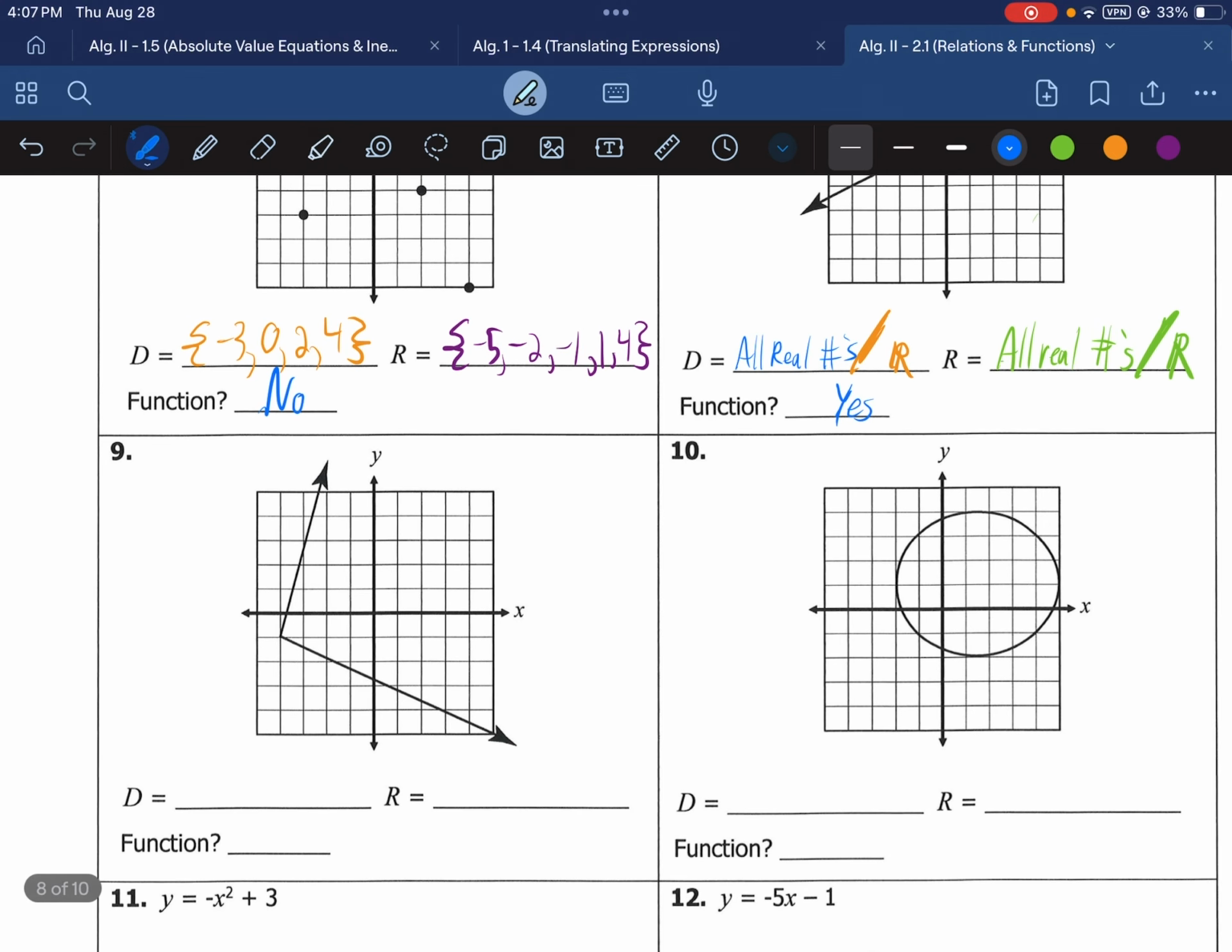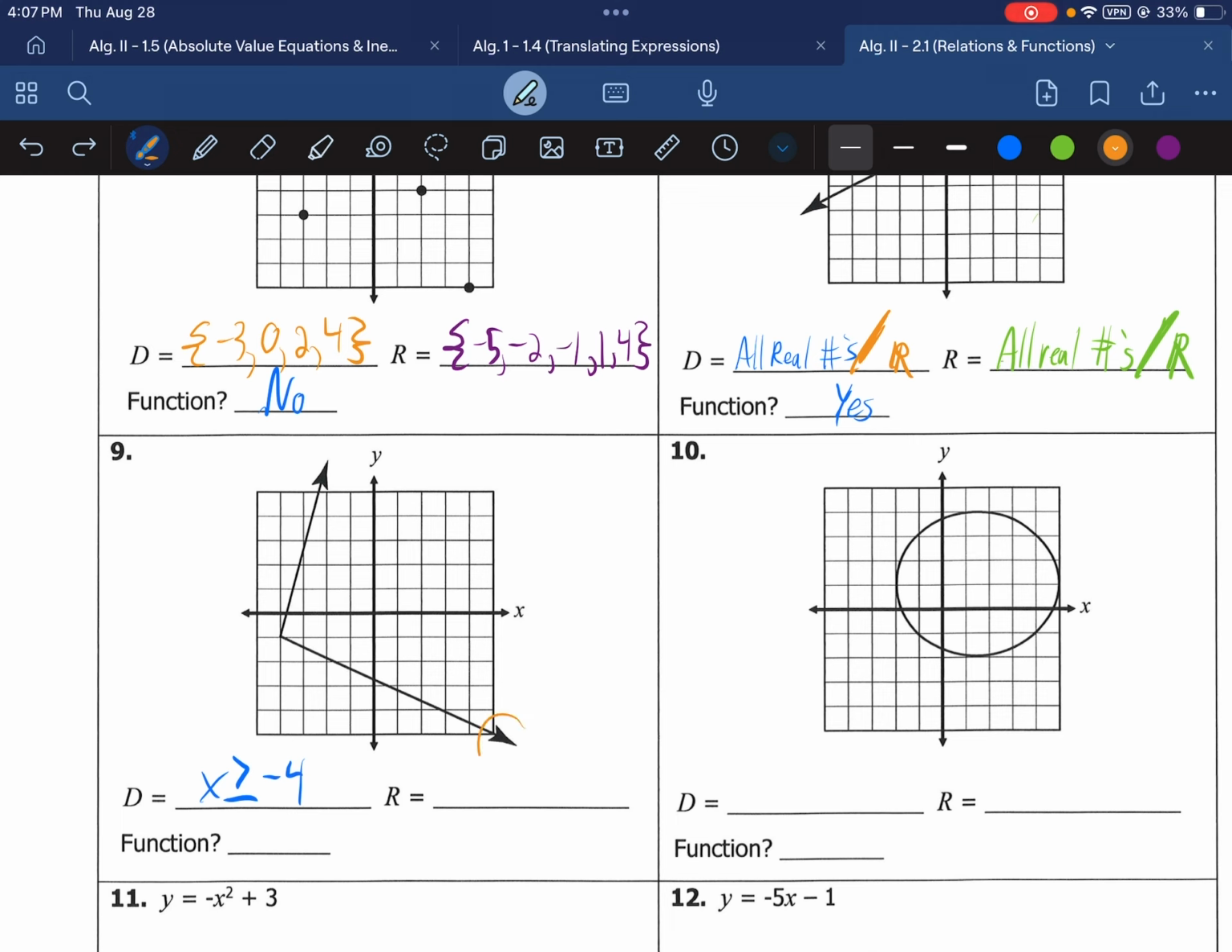Number 9 here, the domain. Well, this does not go forever left. The farthest left it goes is right here. It does go forever right, here and here. This would go slowly to the right, and this goes a lot quicker to the right. But it does go forever right. And so the collection of numbers is starting at -4 and everything bigger than that. So it'd be x is greater than or equal to -4. Because once again, it's -4 and everything bigger.